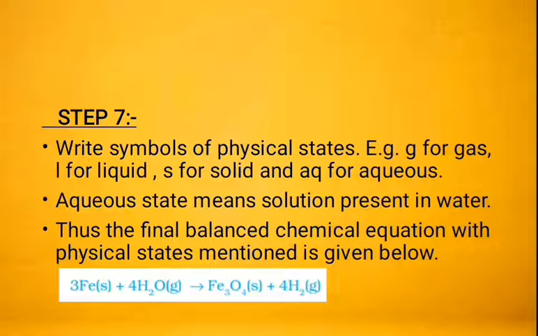Step 7. We mention the physical state by writing the symbols: G for gaseous state, L for liquid state, S for solid state, and AQ for aqueous state. Aqueous state means a solution present in water. Thus, the final balanced chemical equation along with physical states mentioned is given below.